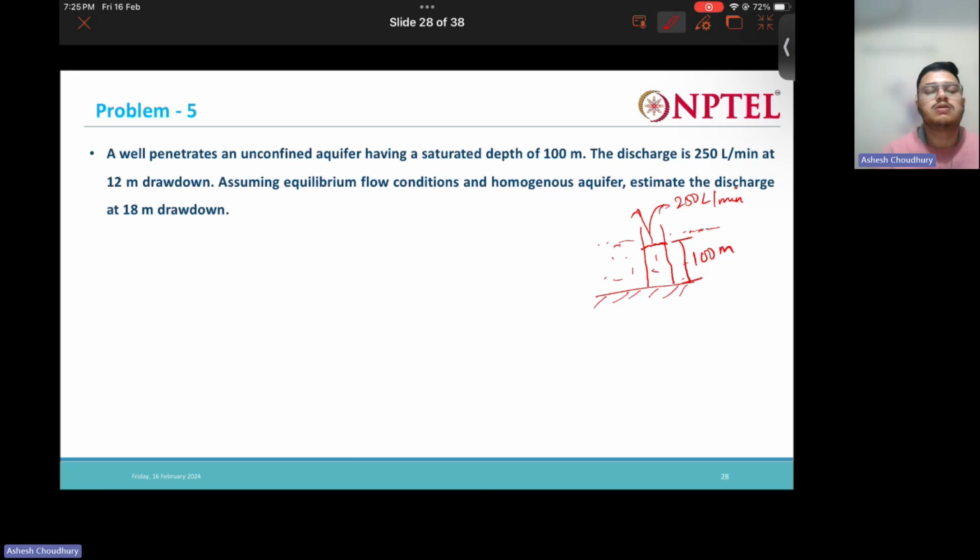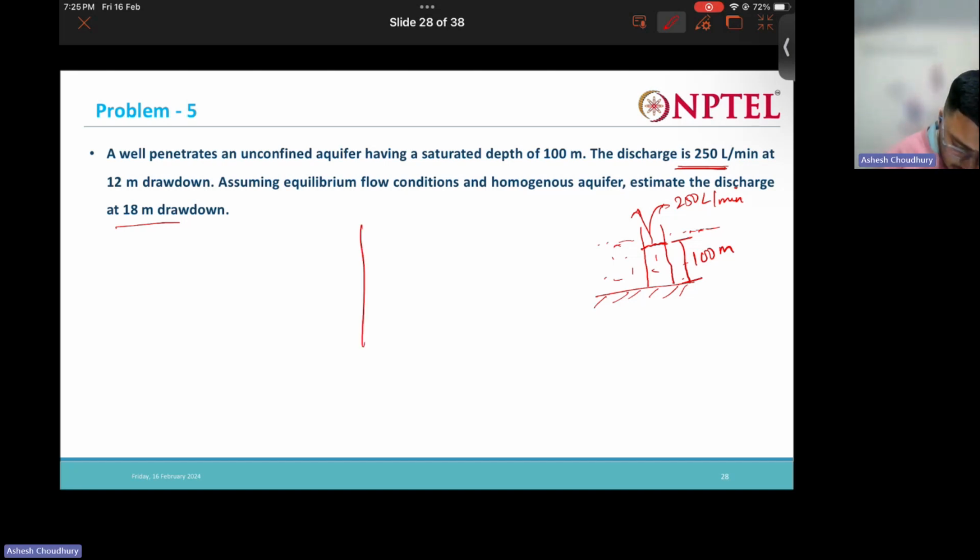When the depth of the water from the initial surface is 12 meters, at that time this is the discharge, 250. We need to estimate the discharge when the drawdown will be 18 meters. At that time, what will be the discharge? That we need to find out.